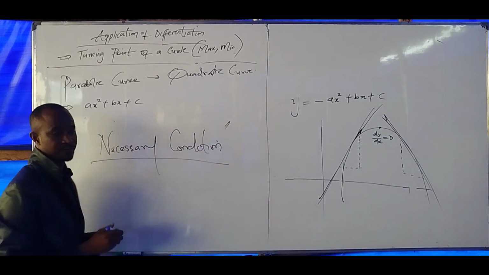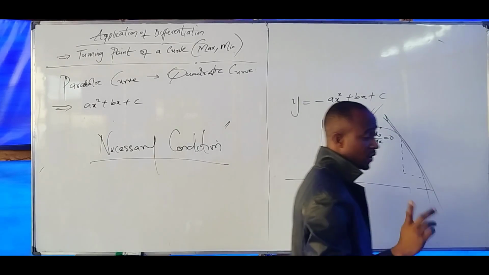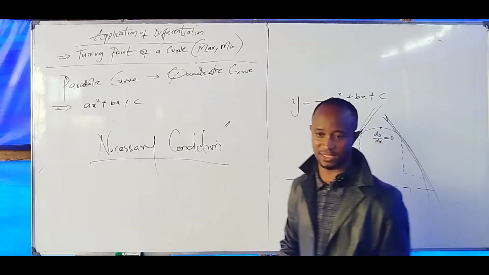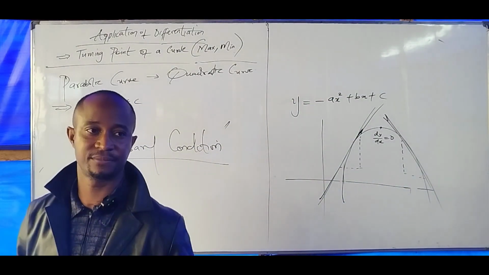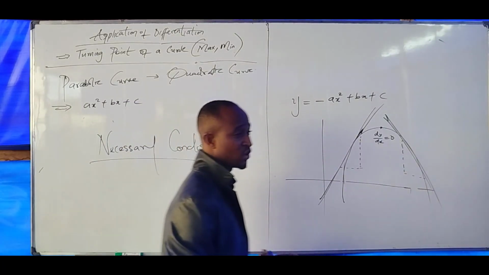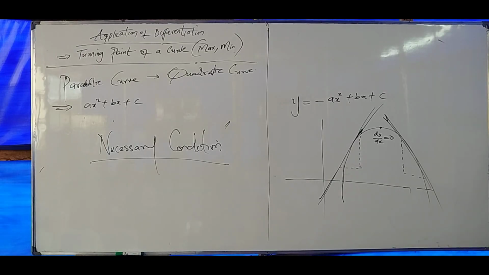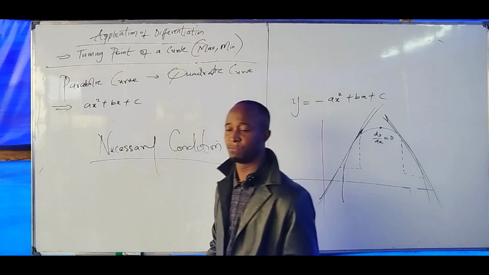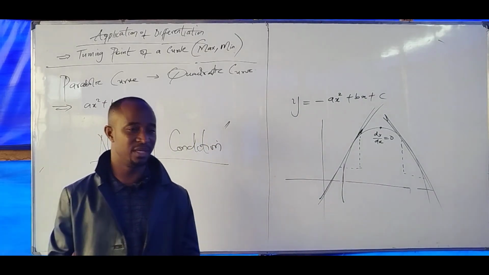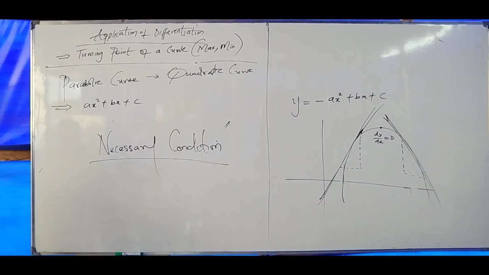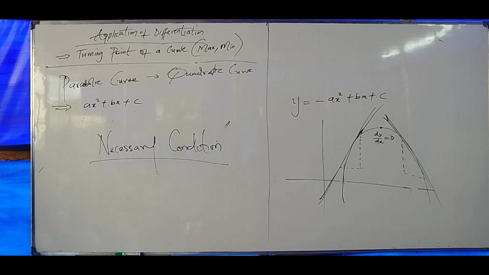Please write under this. What is this condition? This condition states that at the turning point of every curve, which we already know, the dy/dx must be equal to 0. At the turning point of every curve, the dy/dx must be equal to what? 0.